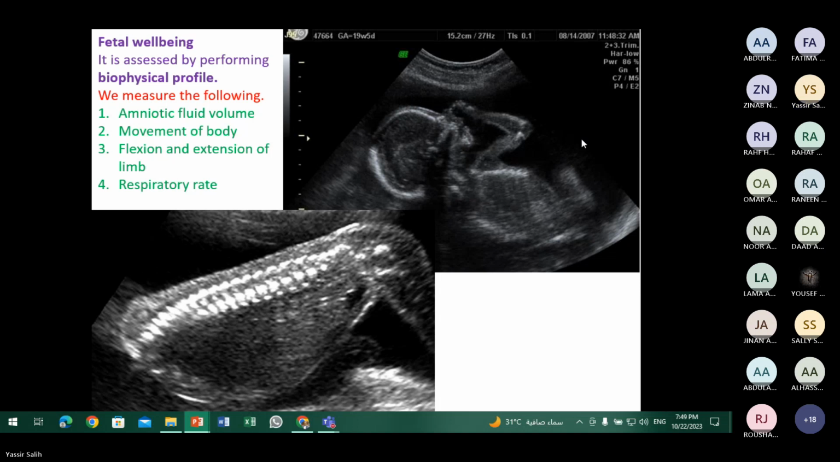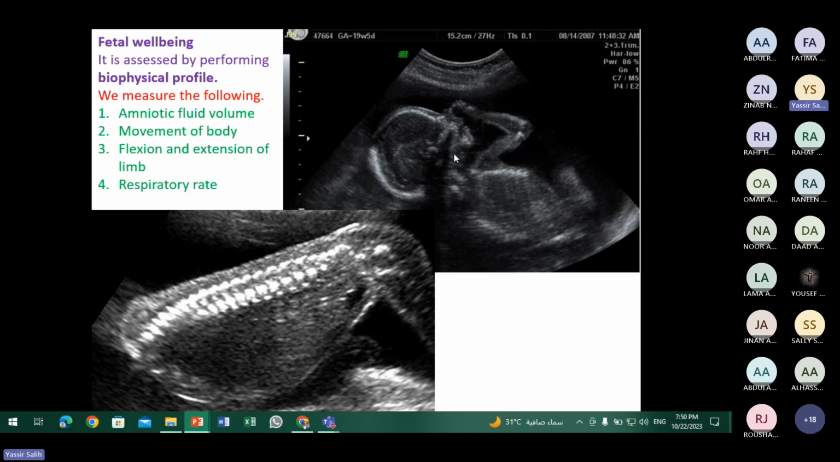This is amniotic fluid. And you can also assess the movement of the body. Usually within 30 minutes we scan and see whether the movement of the body is normal or decreased. You can look at the limbs, extension and flexion of the upper and lower limbs. Each one has a specific point. You can also assess the respiratory rate. Each one has its points, we sum them up and see whether it is within normal or not. This is called fetal well-being, by the biophysical profile.